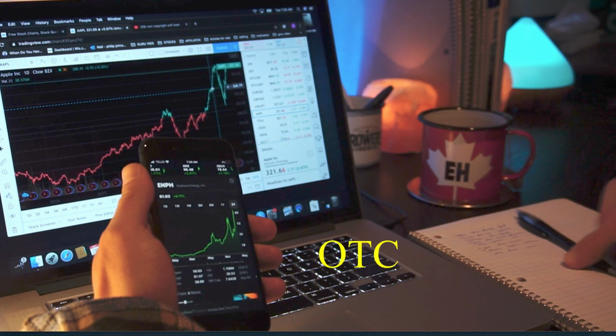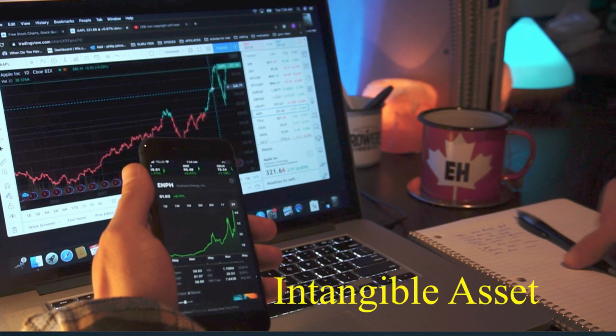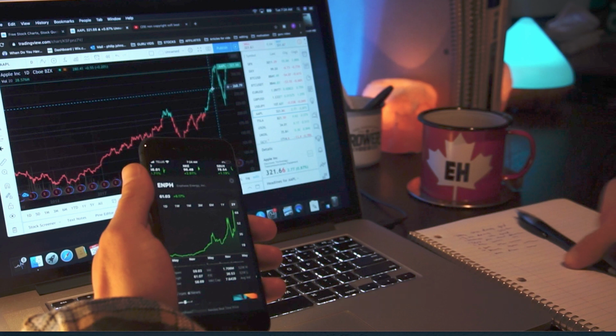OTC means over the counter. This is shares that aren't sold over an exchange like the NYSE or the NASDAQ, where stocks are usually exchanged. Intangible asset. This is something that has value but isn't a physical object. Like the Nike swoosh isn't a physical thing, but Nike owns it and it has value. Supply chain. This is the process that it takes to produce and distribute a commodity or product. Watch list. This is a list of stocks that you follow and want to purchase in the future.